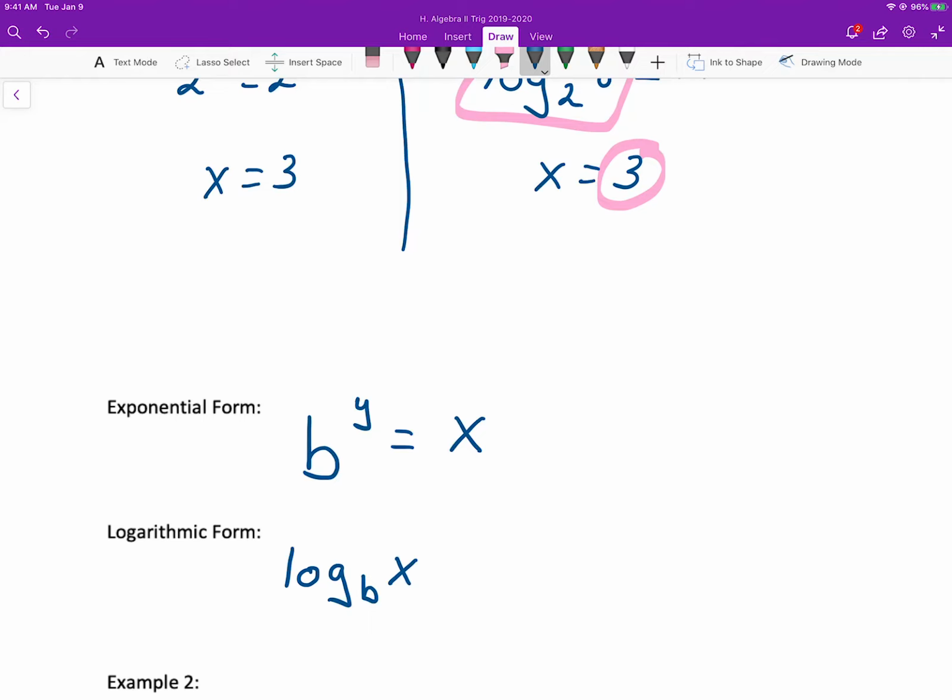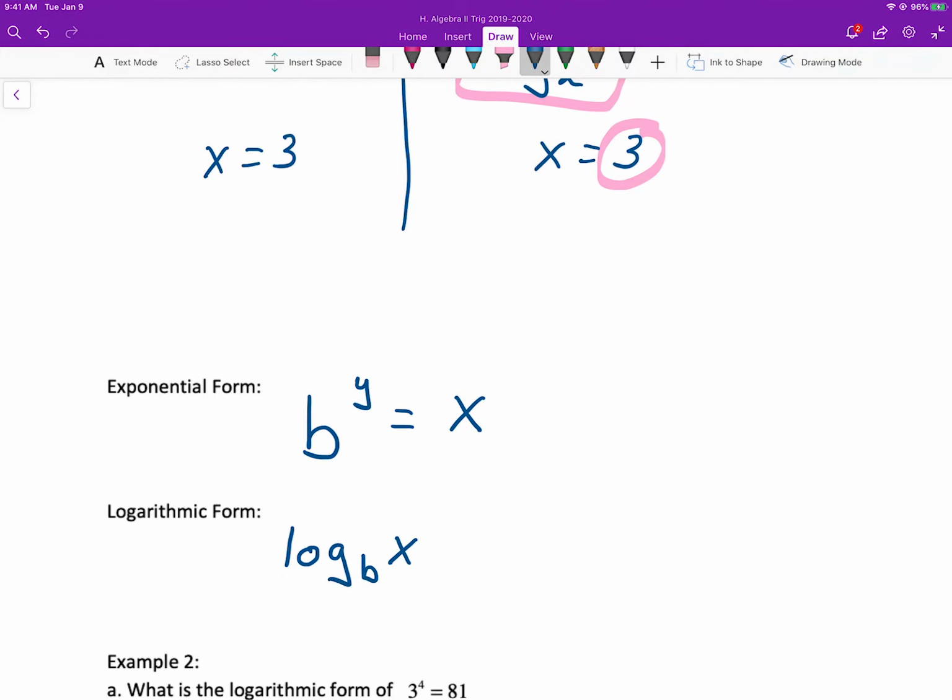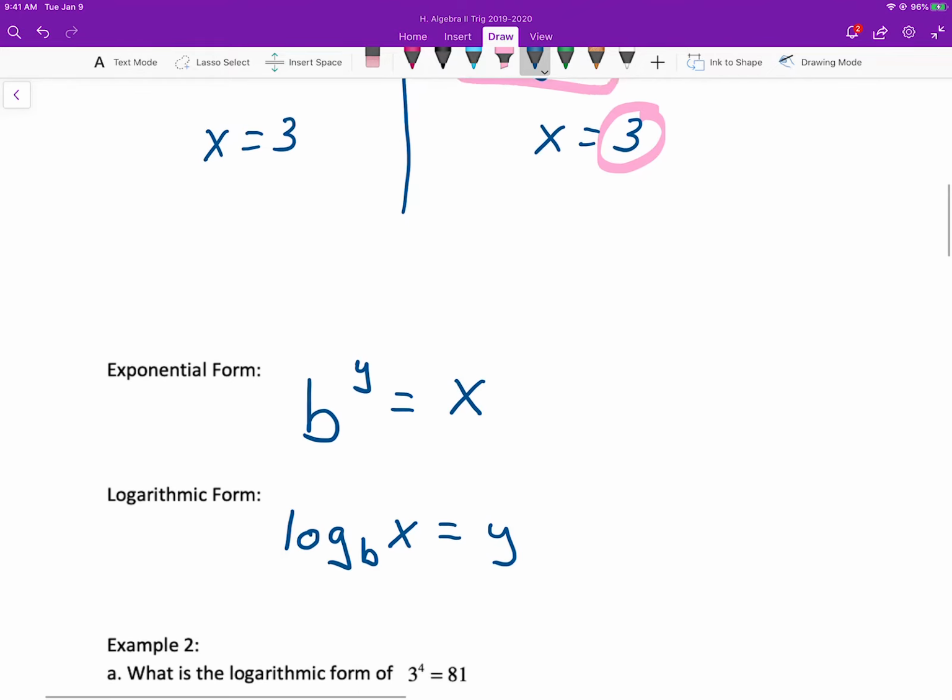And log with the x, that's all one line if you were typing. The other reason I'm using printed notes today is you're going to see as we go on how it looks if we type it. And it all is going to equal the y. So it changes the place of where your exponent would be. It's going to help us solve equations.